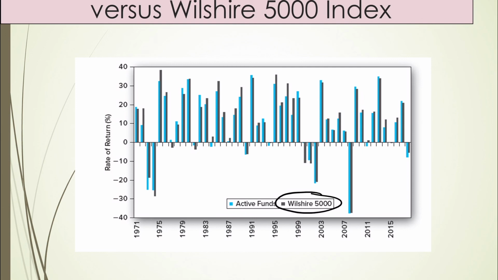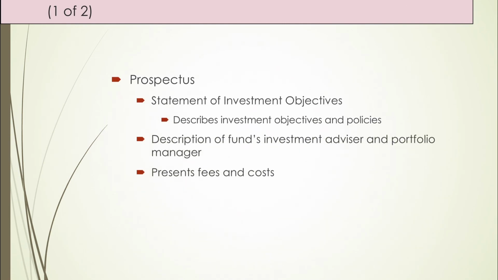So last up, what we will do is conclude with where can I find information on mutual funds. The first place that you should look is the prospectus. The prospectus is required by the SEC and includes a statement of investment objectives that describe the investment objectives and the policies. There's also a description of the fund's investment advisor and portfolio manager, and they also present the fees and costs associated with the mutual fund. So what are the management fees, what are the 12b-1 fees, etc.